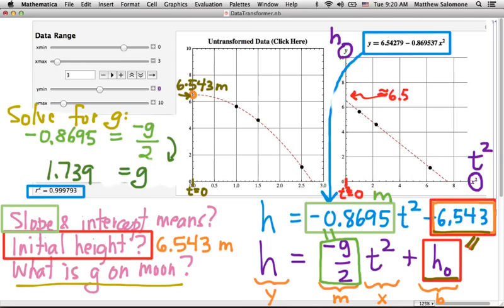What is the value of g on the moon? That just came from matching up the two slopes. Now I just want to know, what are the units of that slope going to be?